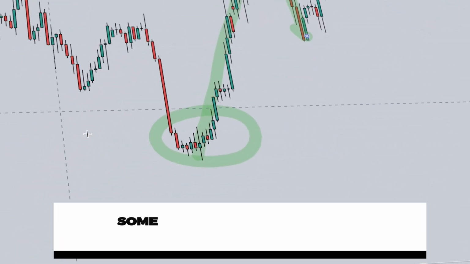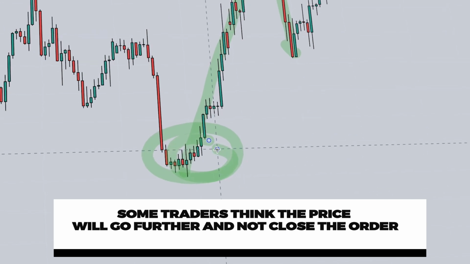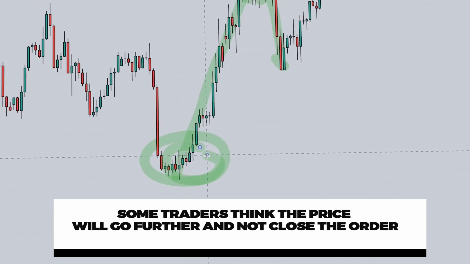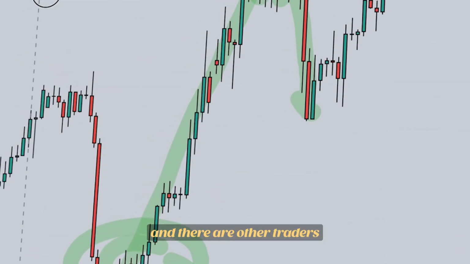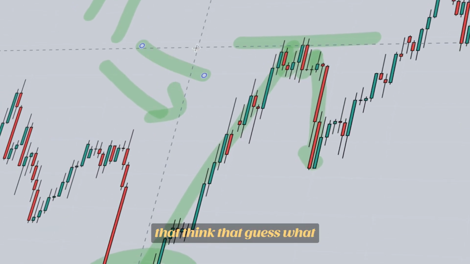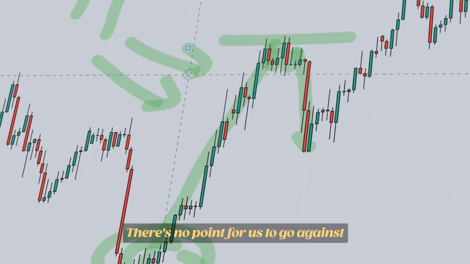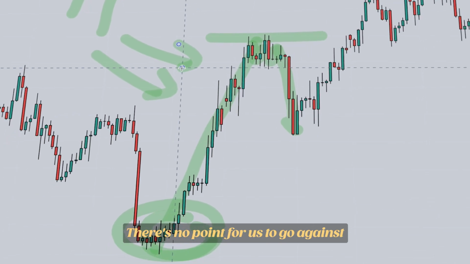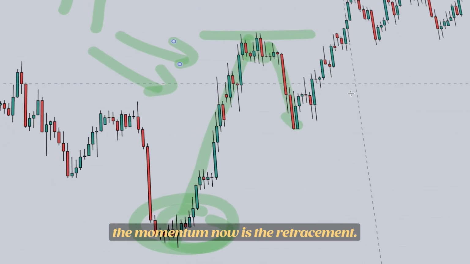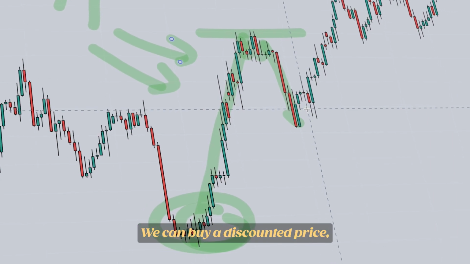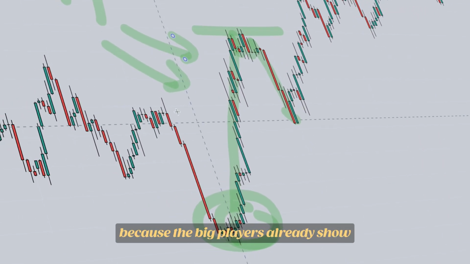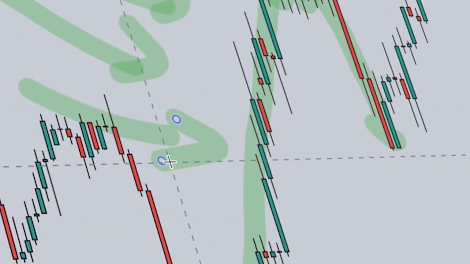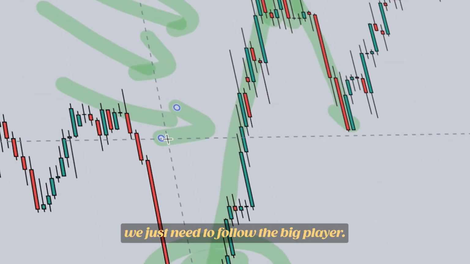Like I said before, there are still some traders who bought here. They think that this is just the beginning. The price may go far away, so they did not close their orders. And there are other traders that think that, guess what? The momentum is picking up already. There's no point for us to go against the momentum. Now it's the retracement. Guess what? We can buy at a discounted price, but eventually the price is going to follow this massive momentum because the big players already show their hand.